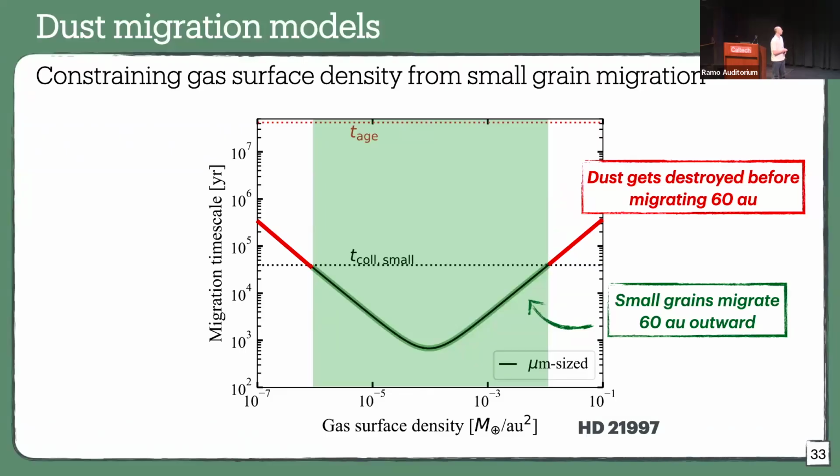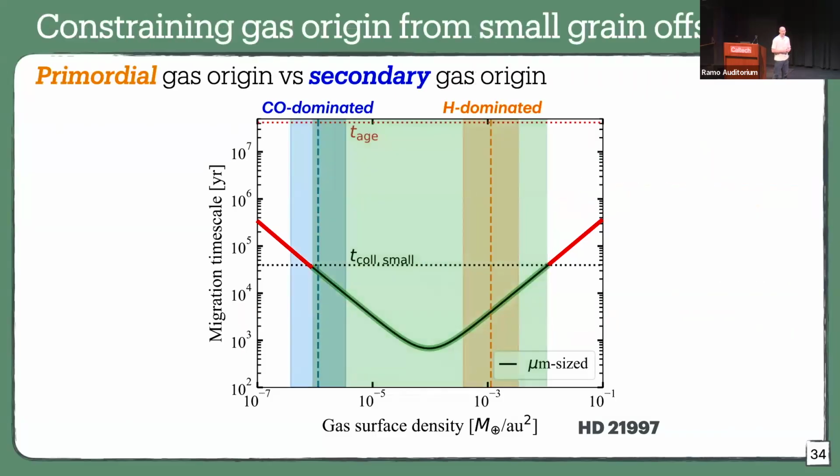So then this leaves us with this valid parameter space that we have now in green, which now constrains our gas surface density that is required for small grains to be observed 60 AU outwards. And now we can bring back our question of gas origin, and to this plot we can add different regions for the gas surface density for different gas origins, and we can start evaluating the overlap region between our valid parameter space in green and our CO-dominated and hydrogen-dominated scenarios. In this exact case, we can't pinpoint exactly a preferred gas origin scenario.